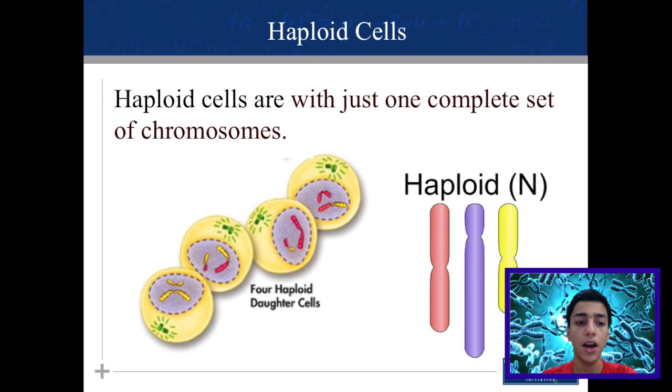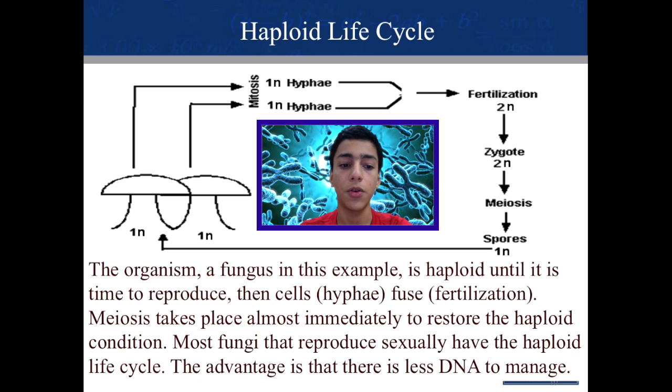Haploid cells have just one complete set of chromosomes and are referred to as simple N. Haploid life cycle: the organism, a fungus in this example, is haploid until it's time to reproduce. Then cells, hyphae, fuse, or fertilize.